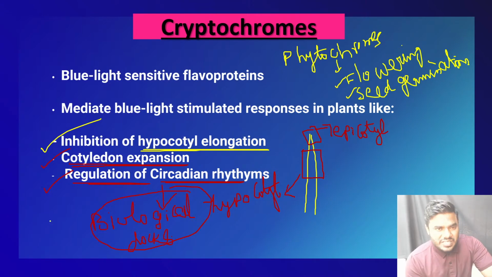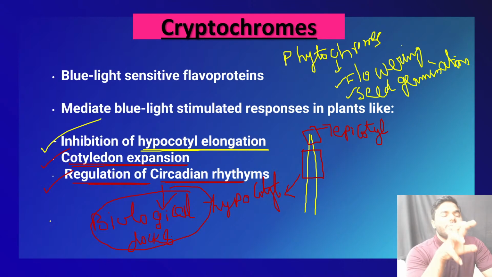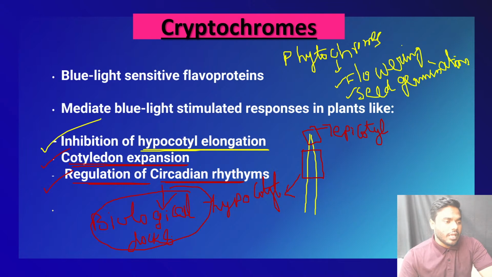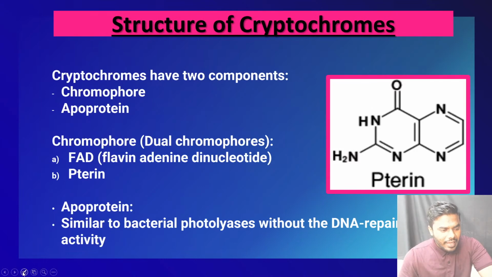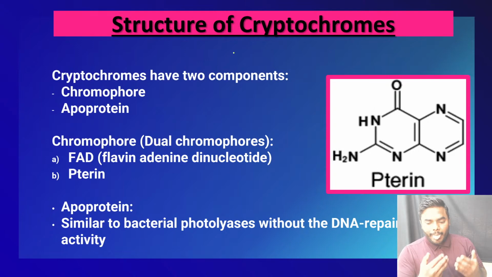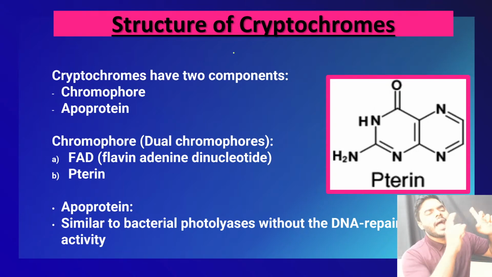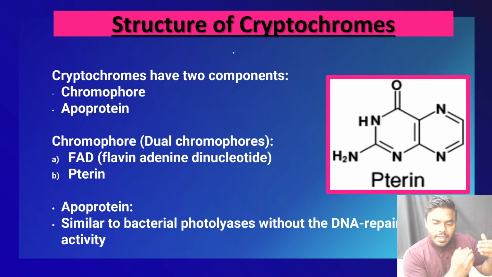Once again I am stressing, most of the Part B questions will appear from the structure as well as the function only. So: inhibition of hypocotyl elongation, cotyledon expansion, regulation of circadian rhythms. Don't forget it. Okay, now let's try to understand, friends, what is the structure of the cryptochrome. How can you remember the structure of the cryptochrome? Very easily, by comparing with the structure of the phytochrome.